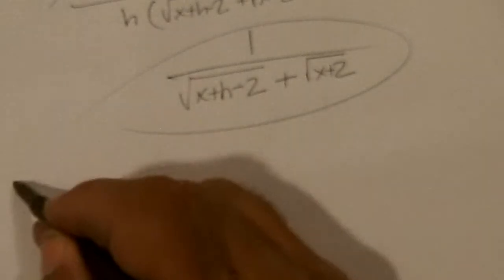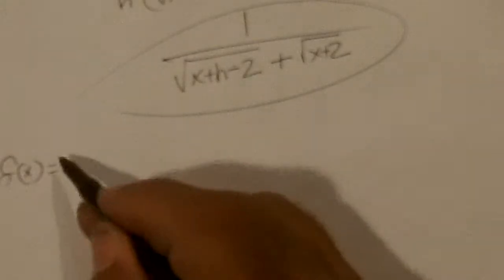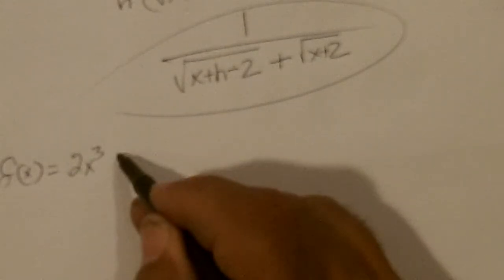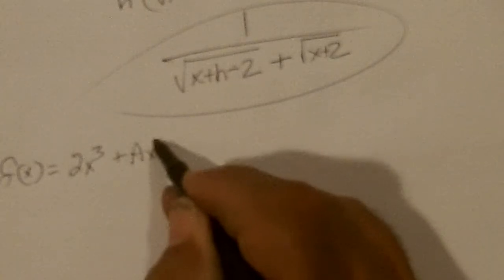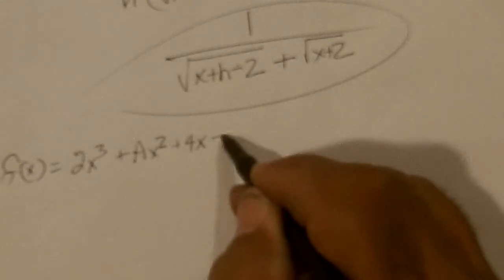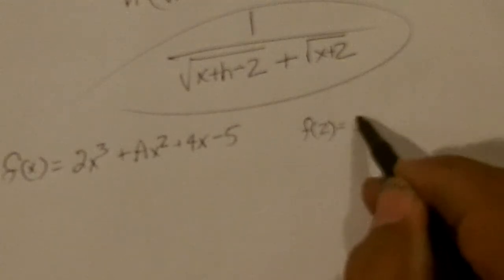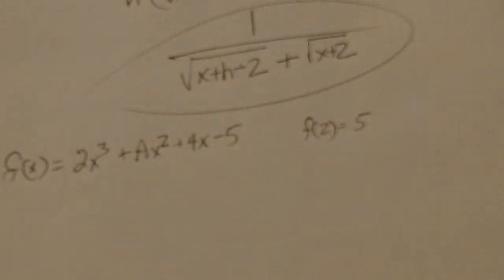Next one is 93. This one's much shorter problem, I believe. If f of x is 2x to the third plus ax squared plus 4x minus 5, and f of 2 is 5, what is a?